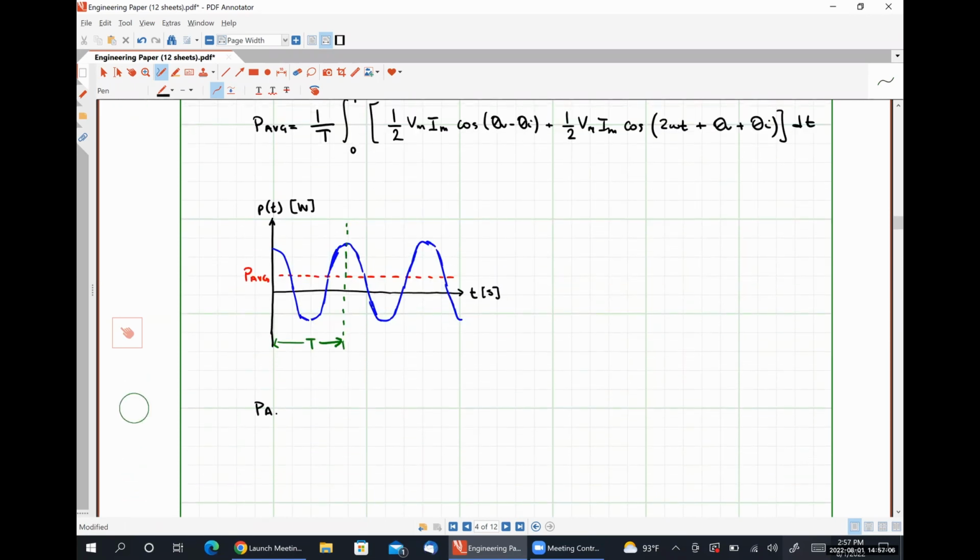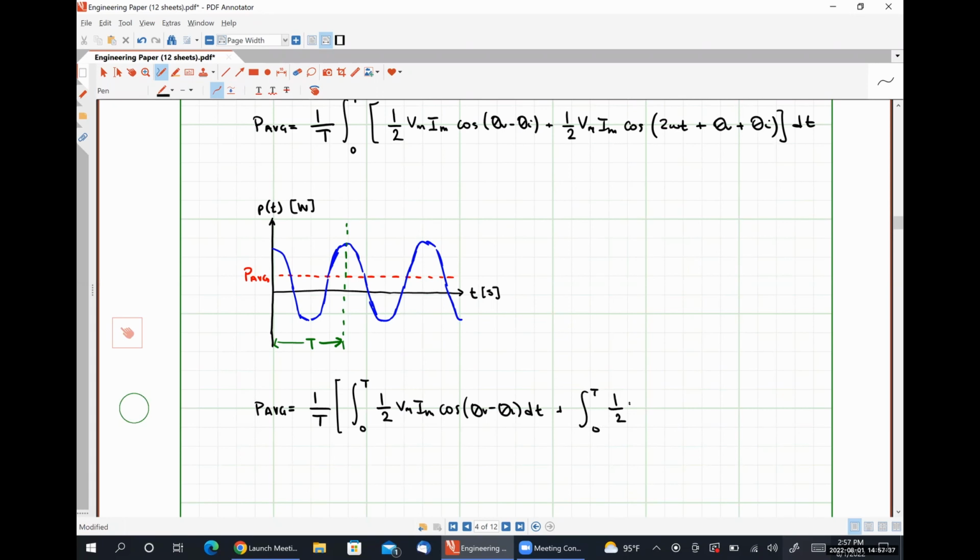So we could say that our average power, P average, is 1 over our period T times the integral from 0 to T of 1/2 Vm Im cosine theta v minus theta I dt plus the integral from 0 to T of 1/2 Vm Im cosine twice omega t plus theta v plus theta I, using the generic form, dt, and close my brackets.